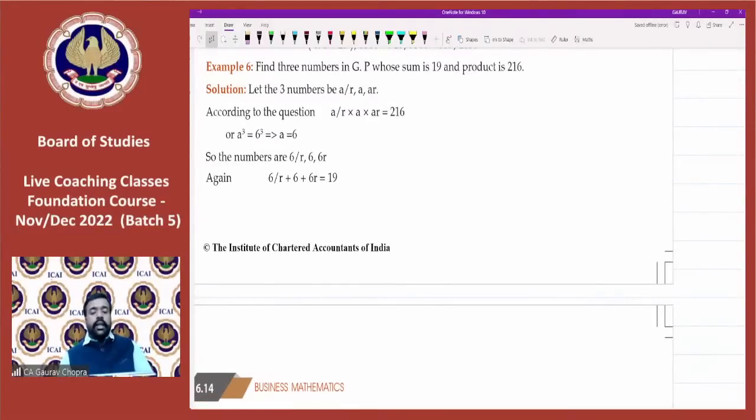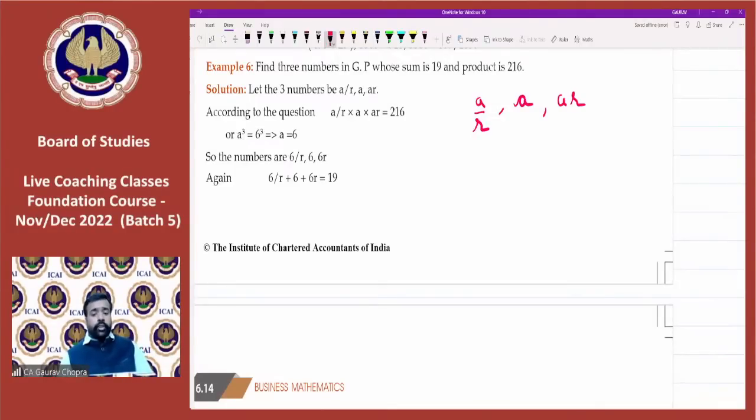Find the three numbers in GP whose sum is 19 and product is 216. So now in GP also, whenever we have to assume the three numbers, first take the middle term. Middle term is A, the first term. What will be the next term? That is A into R. What will be the previous term? It will be A upon R. So whenever we have to assume three terms in GP, it will be A by R, A and AR. So why do we assume this? Because if we have to multiply, then R will get cancelled. Okay, so let us try this here.